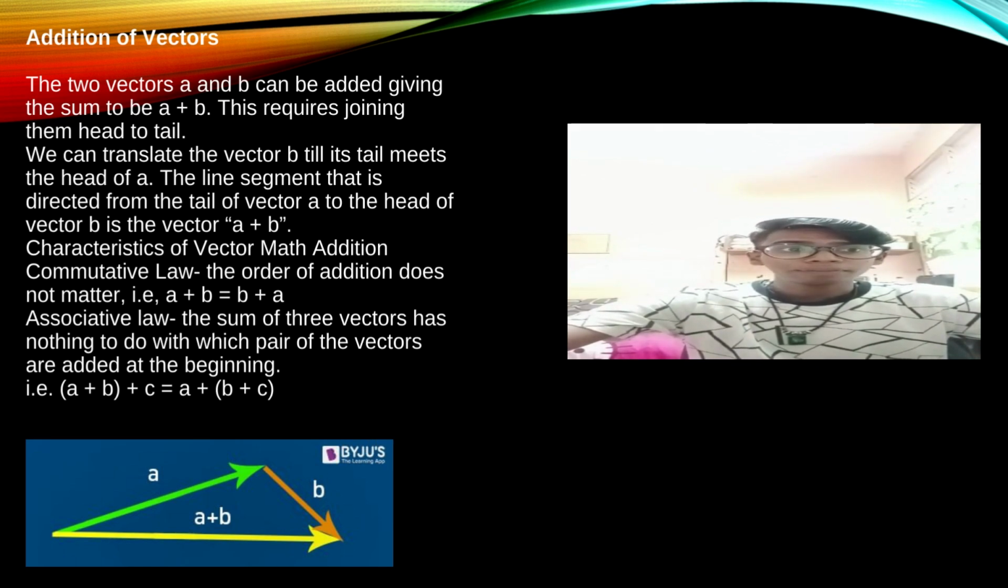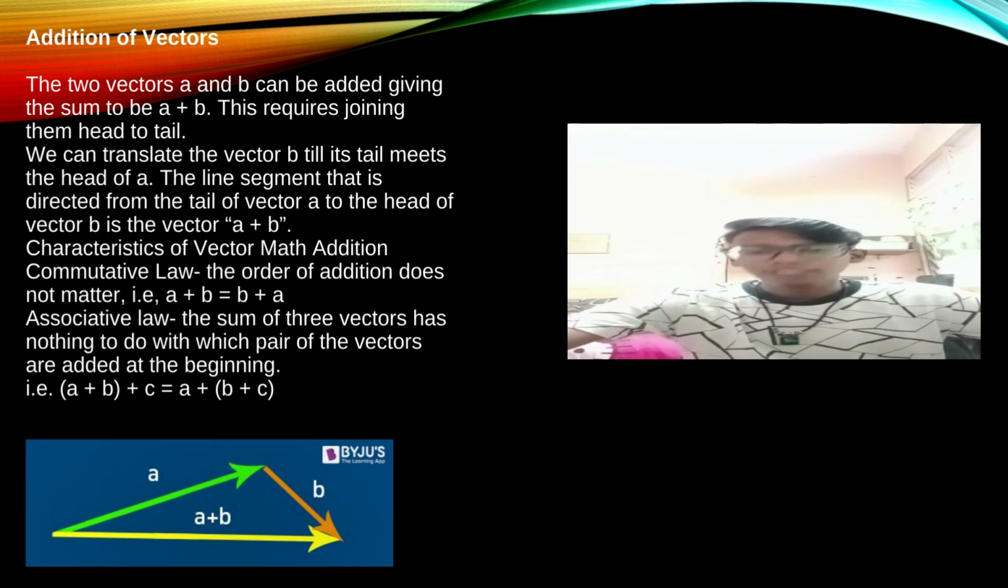Characteristics of vector addition. Commutative law: the order of addition does not matter. For example, A plus B is equal to B plus A. Associative law: the sum of three vectors has nothing to do with which pair of the vectors are added at the beginning. For example, (A plus B) plus C is equal to A plus (B plus C).